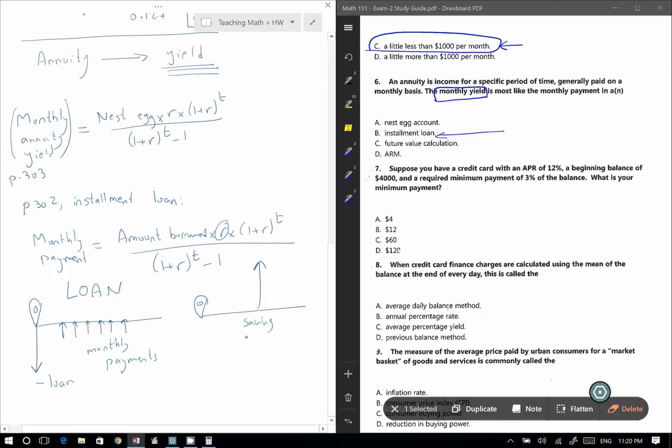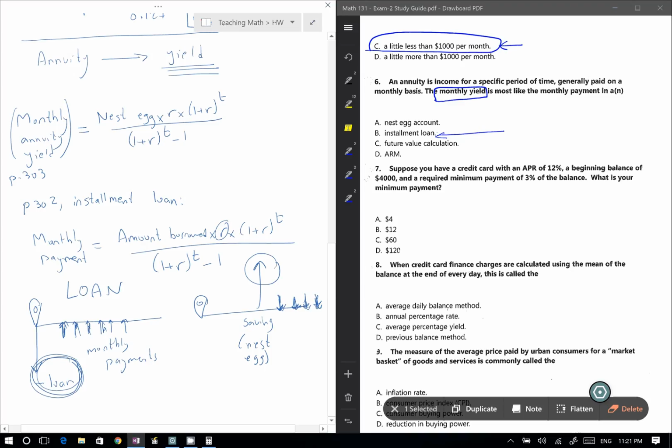we call this money a nest egg, and you basically get income from this money monthly. So the only difference between the annuity and the monthly loan is that in the loan you borrow money, in the annuity you save money. In the loan you have to pay it back, in the annuity you get money back because of your investment.